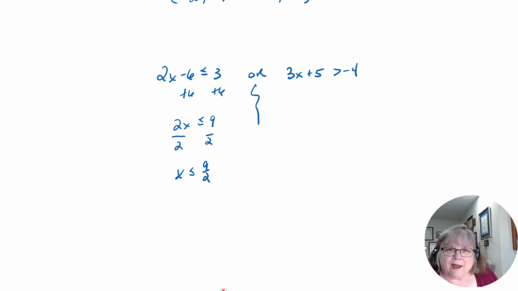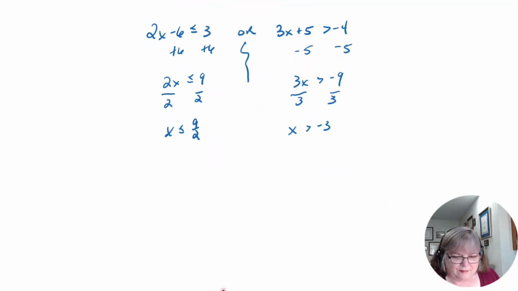You doing okay? I kind of skipped a little bit of narration steps in there, but I think you're ready. If not, already progressed past that point. All right. So I can't simplify the left or the right. I'm going to subtract 5 from both sides. Get 3x is greater than negative 9. Divide both sides by 3. X is greater than negative 3.